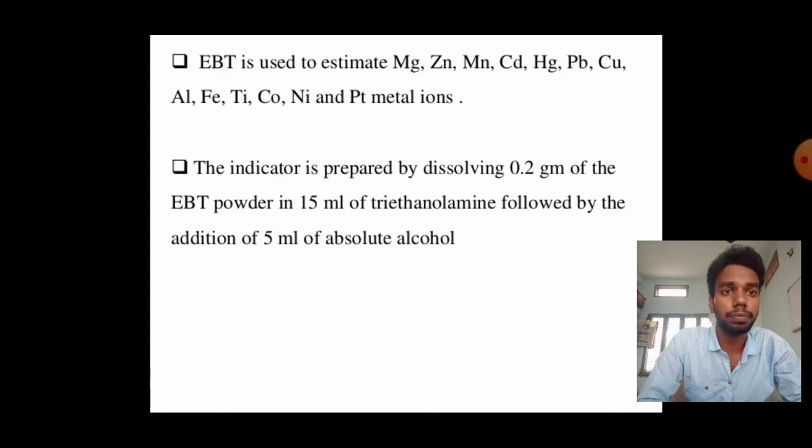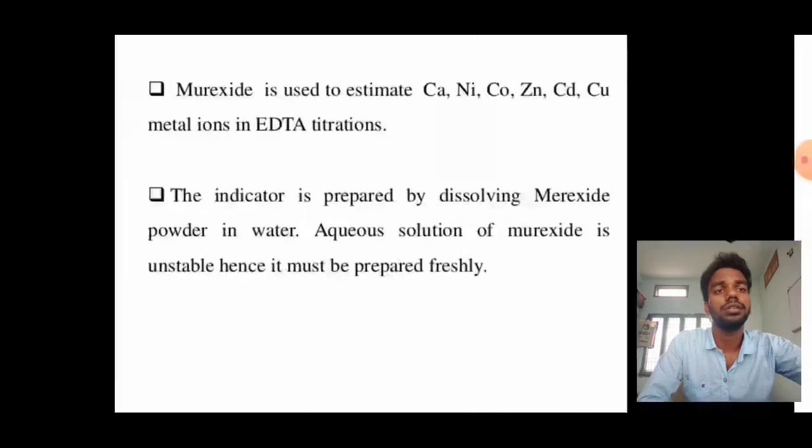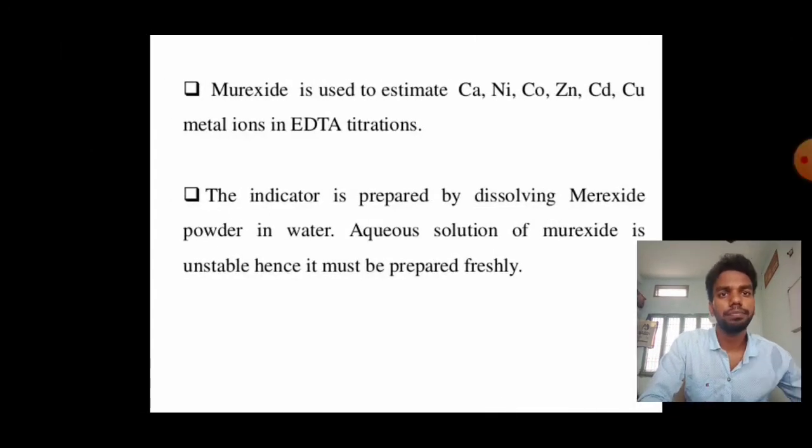How can this EBT indicator be prepared? Let's see. The indicator is prepared by dissolving 0.2 grams of EBT powder in 15 ml of triethanolamine, followed by the addition of 5 ml of absolute alcohol. In this way, you can prepare the EBT indicator.